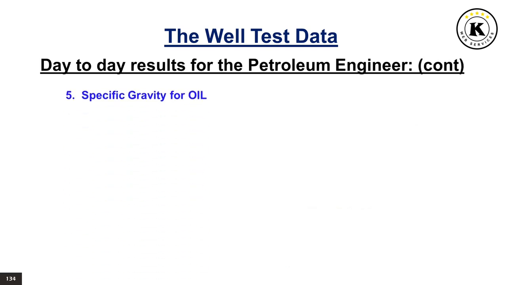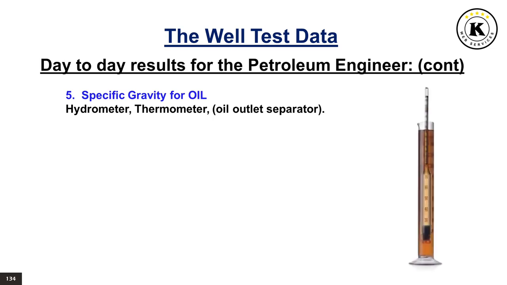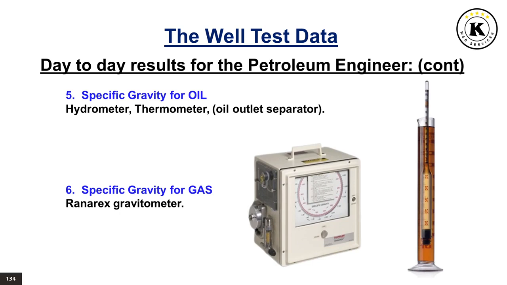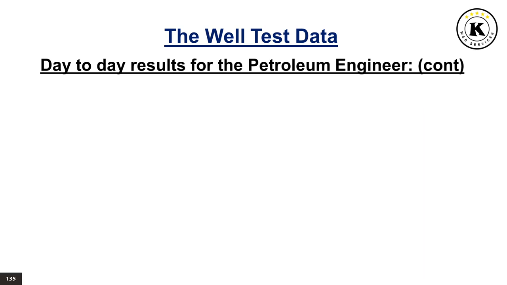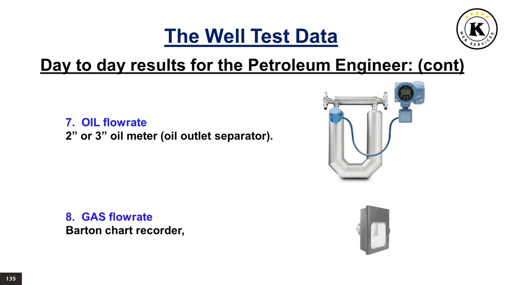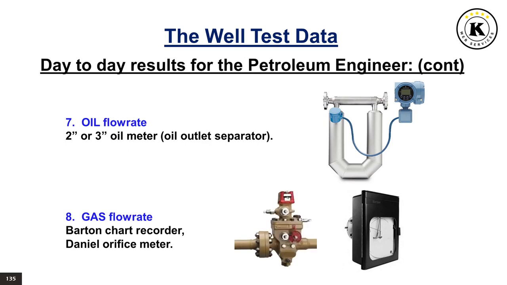5. Specific gravity for oil. Measured using hydrometer and thermometer on an oil sample from the oil outlet of the separator. 6. Specific gravity for gas. Measured with Ranarex gravitometer. 7. Oil flow rate. Measured with the 2-inch or 3-inch oil flow meter located on the oil outlet of the separator. 8. Gas flow rate. Measured with the Barton chart recorder and the Daniel orifice meter.